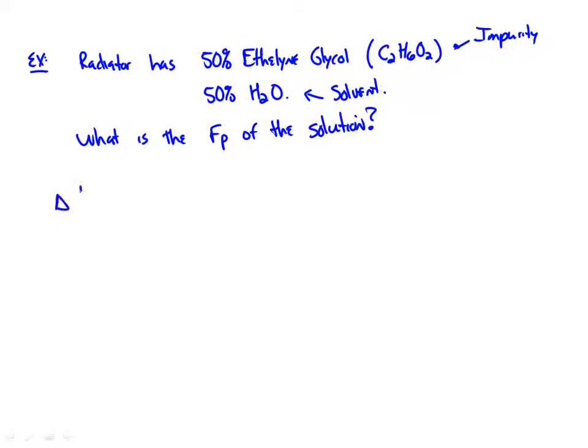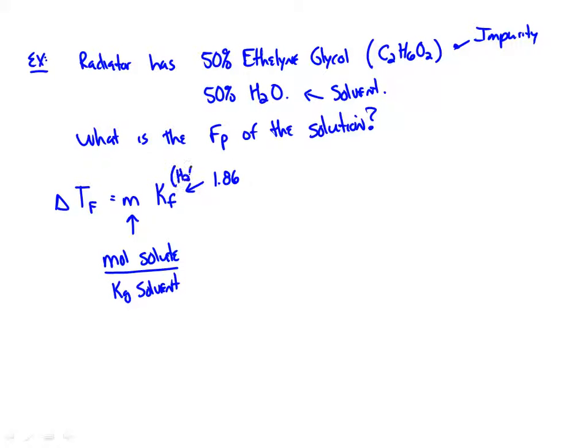And so if we look at it, we know that delta TF is equal to mKF. Well, we can look KF up. That's just 1.86. So what we need to do is calculate molality, which remember is moles of solute all over kilograms of solvent. Yes, that's KF of water, because that's our pure substance, right? That's the solvent. So let's assume that we have 100.0 grams of C2H6O2 dissolved in 100 grams of H2O, meaning that's a 50-50 mixture, right?